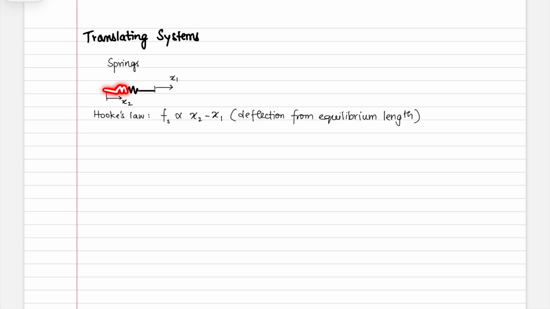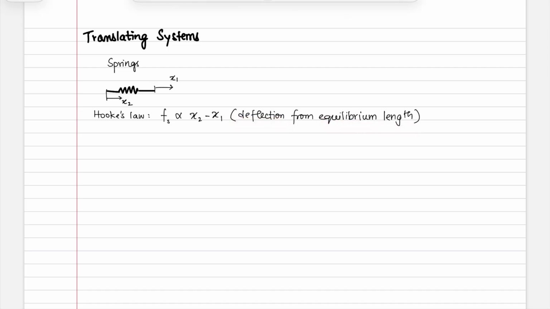So spring, when it is being subjected to no force, it has this as its natural resting state. Now one end is moving to the right by x2, other is moving by x1. So the net deflection is x2 minus x1, assuming x2 is greater than x1. What if it was the other way and this direction was x2? Then what is the deflection? It will be x1 plus x2, because that is the net deflection from the equilibrium length.